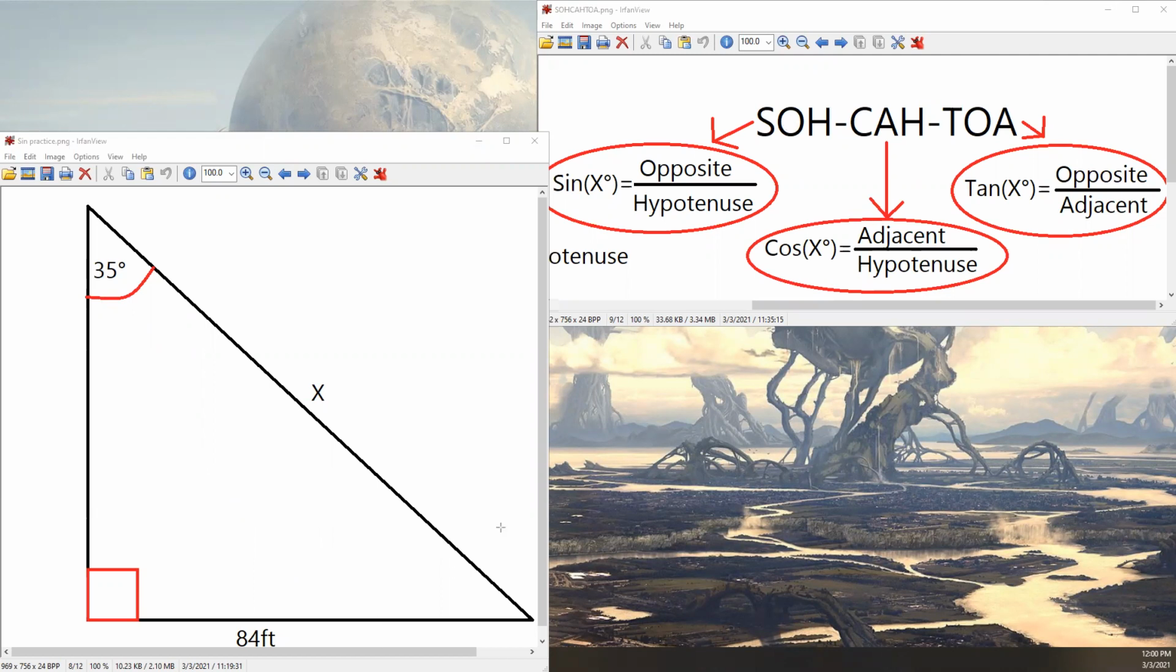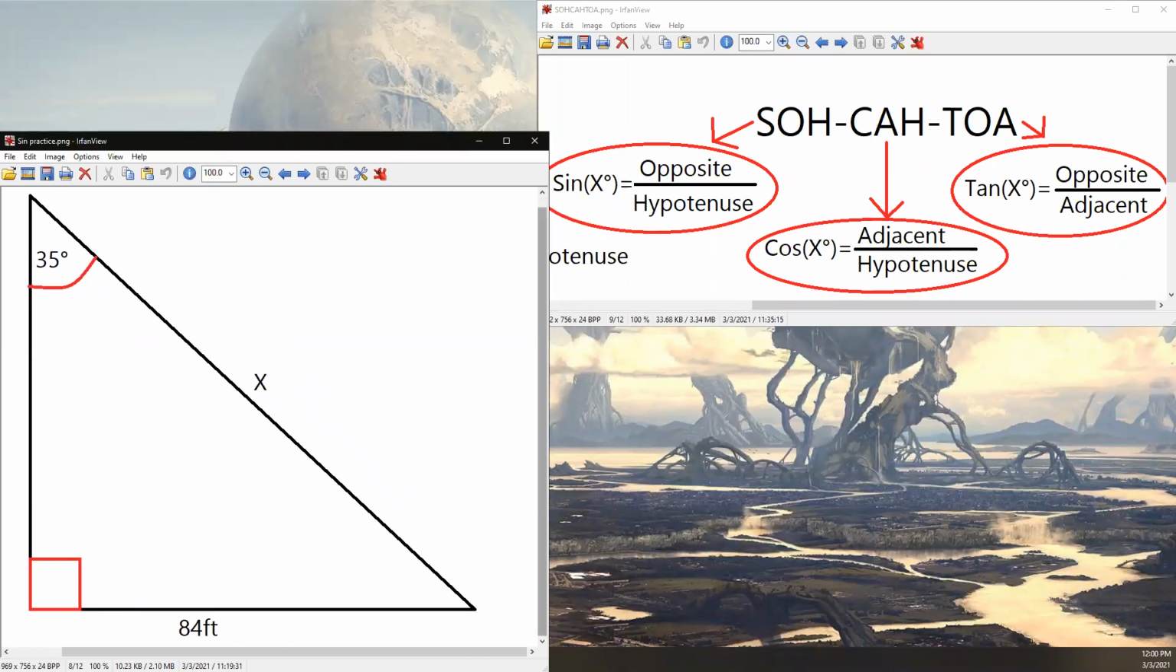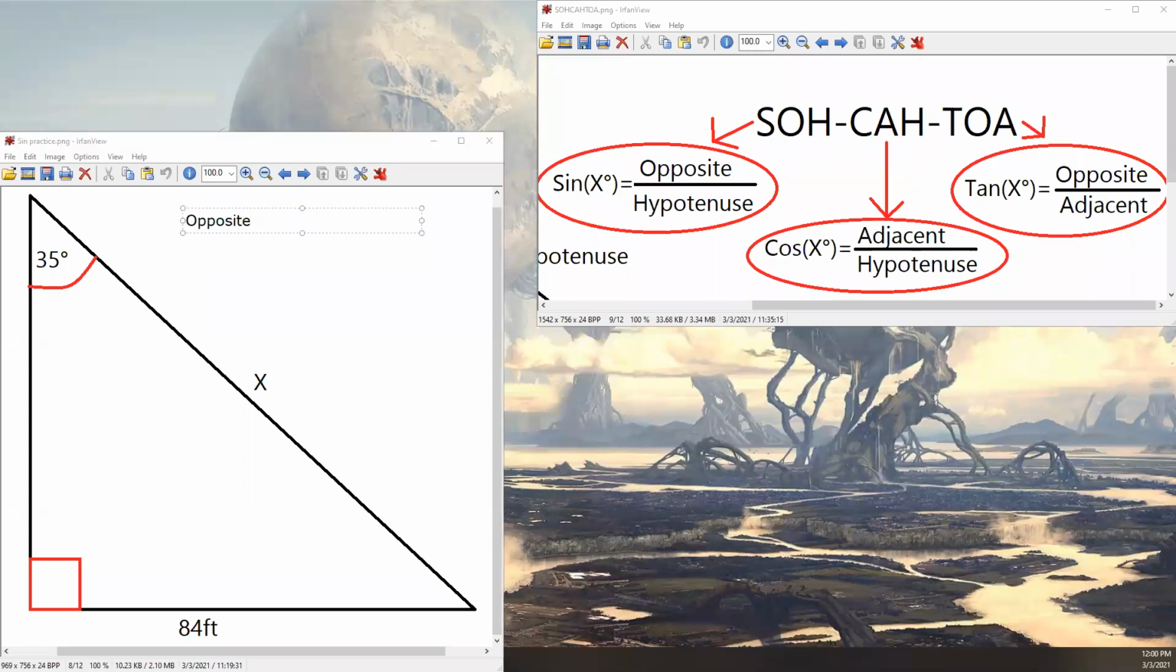Because there's a number there. And even though we don't have a number where the variable is, the variable counts essentially as a number. It counts as having something, so for future reference. But the opposite side is 84. So we're going to use opposite. Here, I'll write that out. Opposite equals 84, right?